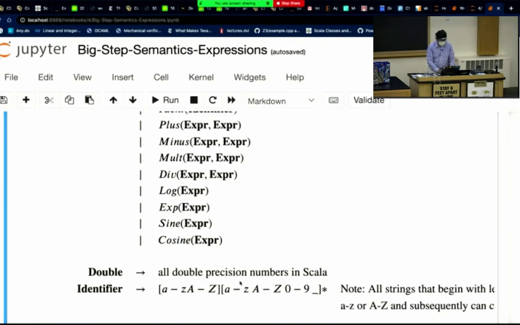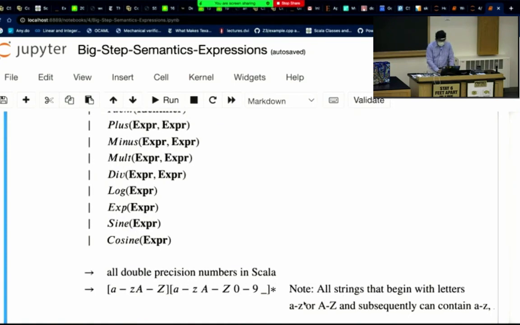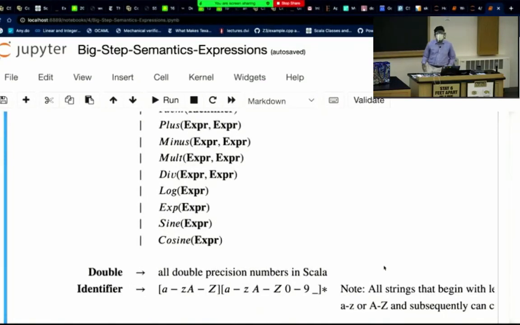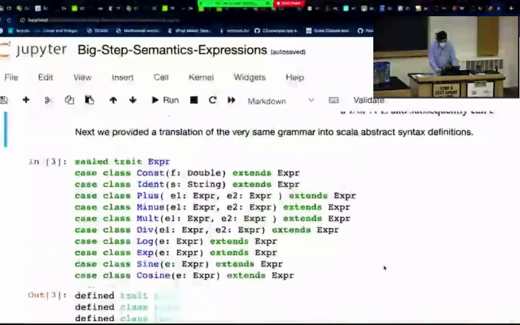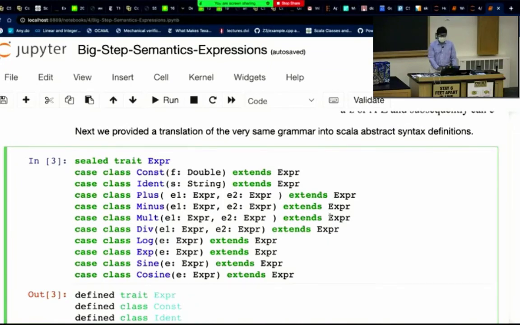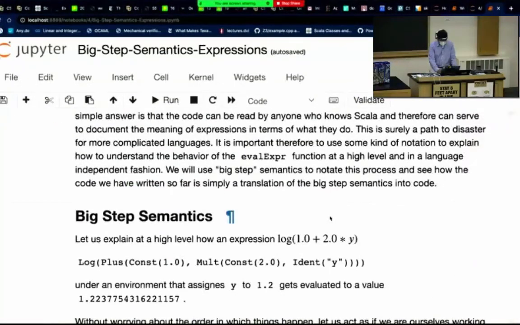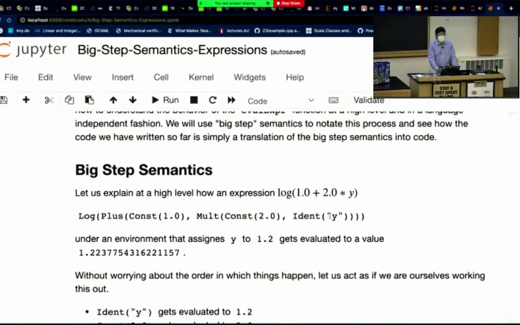Identifiers maps to this regular expression. It maps to all strings that begin with letters, either small a to z or capital A to Z, and can subsequently contain alphanumeric characters. But I'm going to drop that and say any string is an identifier for now. All right, so that's going to be my base language. And we already saw how to write this in Scala. You can take this grammar and write it as an inductive definition directly in Scala. No problems.